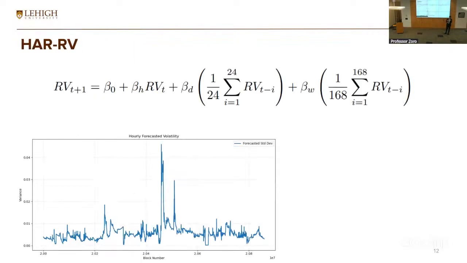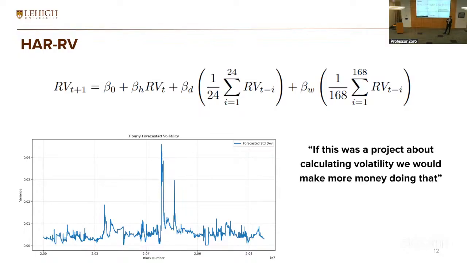So in terms of forecasting realized volatility, I'm just using a heterogeneous autoregression model. It's essentially a linear regression focused on realized variance, because that's not the focus of the project. In the wise words of my boss, if this was a project about calculating volatility, we would make more money doing that. So we use a pretty baseline model here.